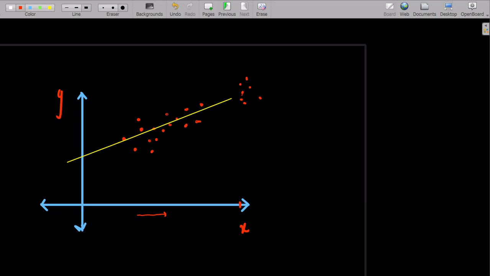So if x is, let's say this point is 20, you just have to take the y value of this line. What will this line tell us? But the actual point could be here, could be here. So that's why we will get a predicted value.